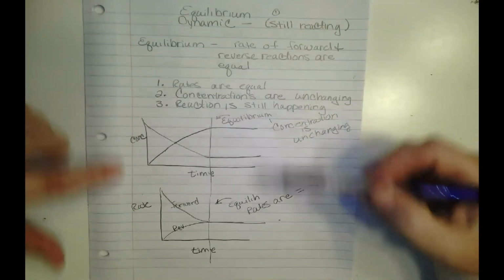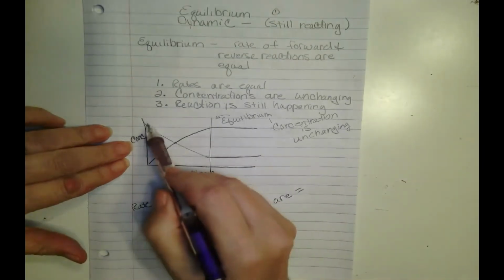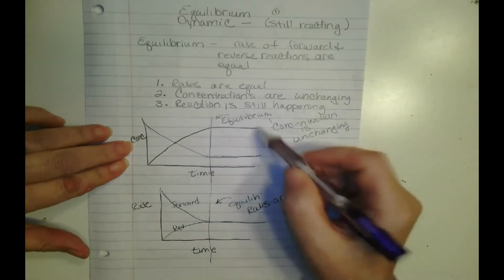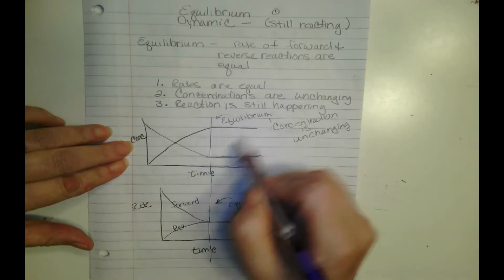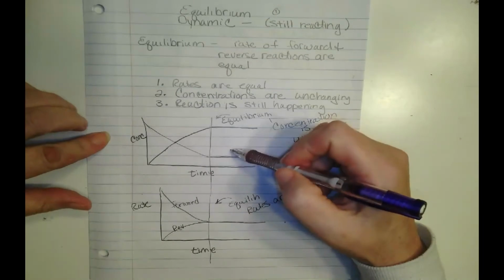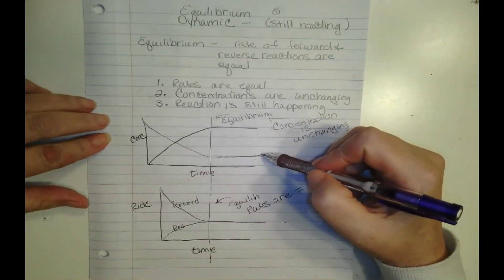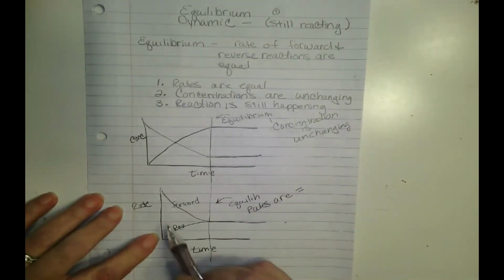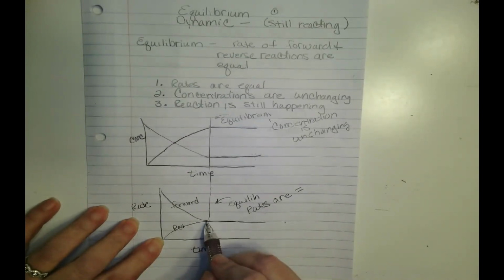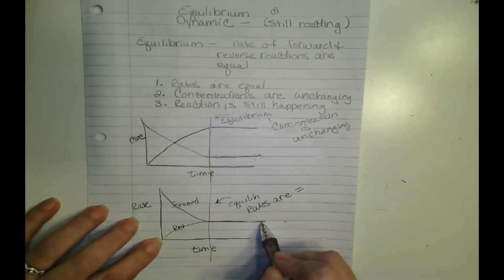So I have two graphs here. One is concentration versus time. And equilibrium is achieved when the concentration of the reactants and the products are unchanging. Notice they're not equal here, but they've stopped changing. That doesn't mean that they've stopped reacting. The forward and the reverse reactions, the rate is equal, so our concentrations become unchanging. Okay, and if I look down here, we have the rate of the reaction, and when the rate of the forward and the reverse reaction is the same, that's when we're in equilibrium.